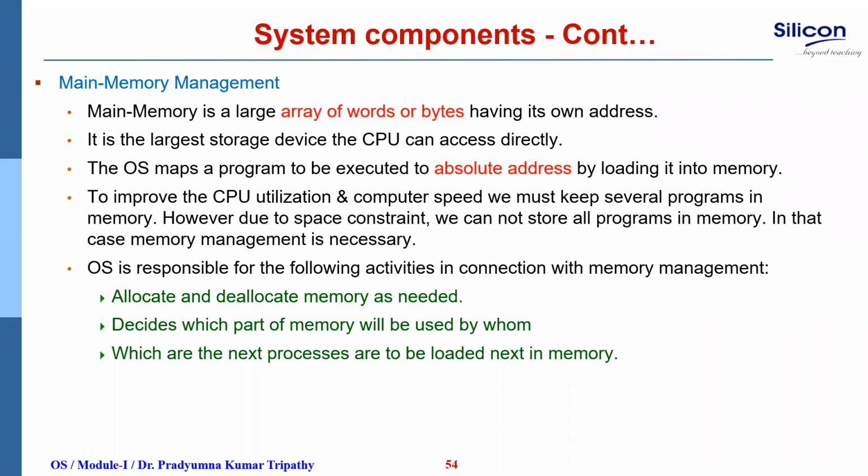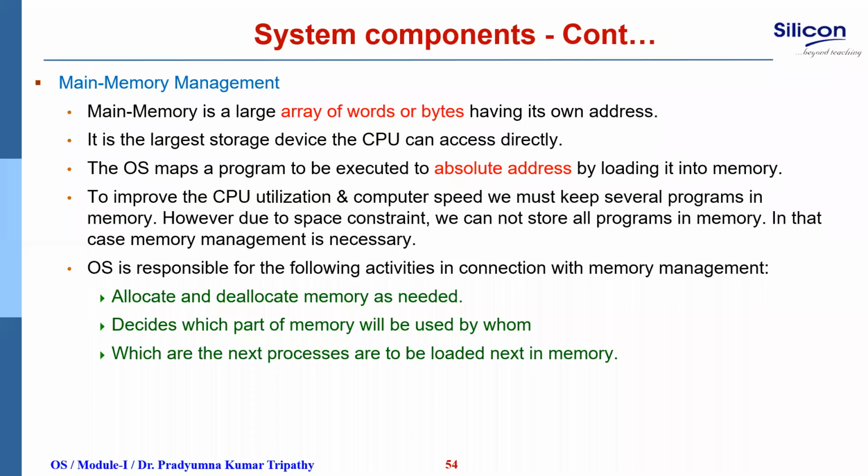Allocate and deallocate memory as needed. It decides which part of memory will be used by whom. So in memory management, one part is that it decides which part of memory will be used by whom. There are multiple programs in the memory, and every program is given a different address at which it is loaded. So the operating system decides which part of the memory will be used by which program.